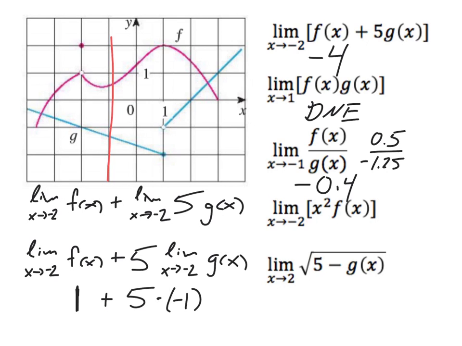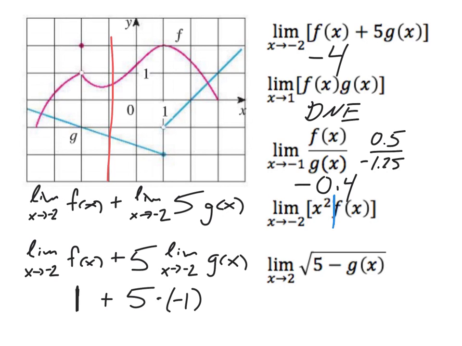All right, good. Next one, we're looking for the limit as x is approaching -2 of x squared times f of x. Now there's an x squared in there. Well, remember, that's going to be the same as the limit as x approaches -2 of the x squared, and the limit as x approaches -2 of the f of x. And I can multiply those.